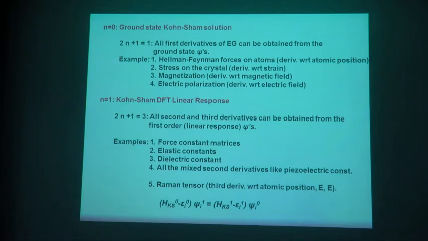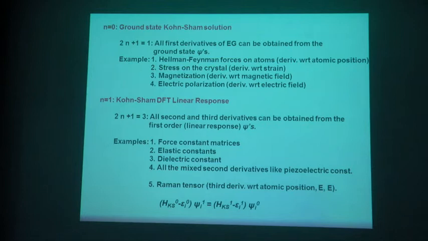You remember earlier I told you second derivatives of energy give you linear compliances. First derivatives of energy also give you very important properties, and these are here: forces, stresses, magnetization, and electric polarization. These are all first derivatives of total energy with respect to magnetic field, electric field, and so on. And all of these will come out of your DFT calculation, the standard SCF calculation that Manoj talked about yesterday, the Kohn-Sham solution.